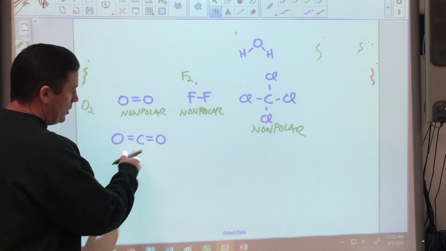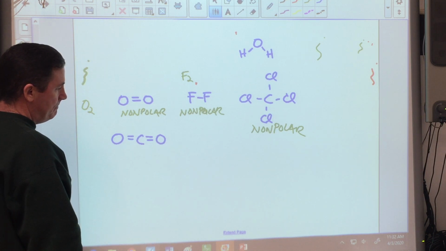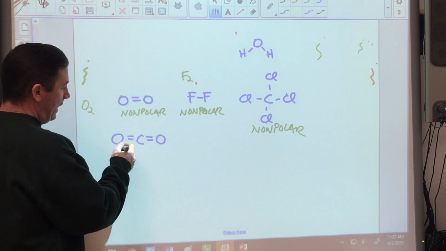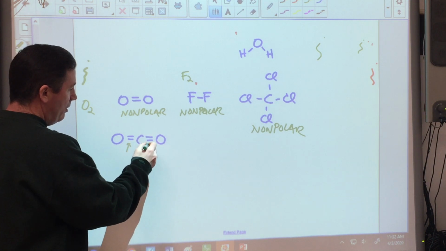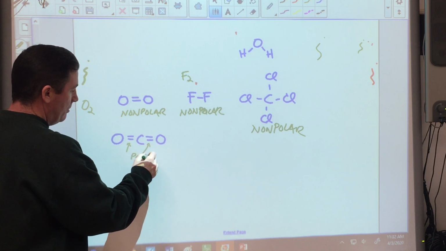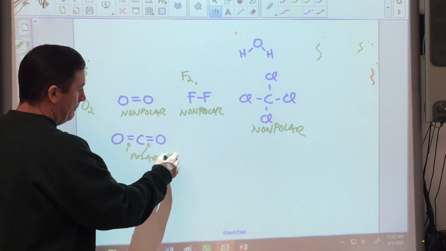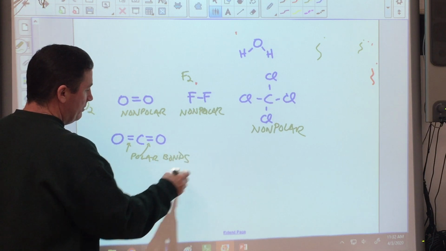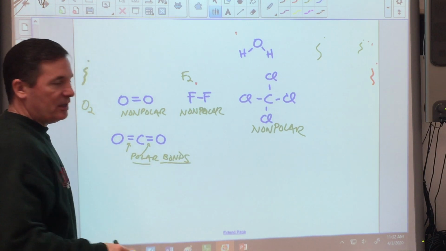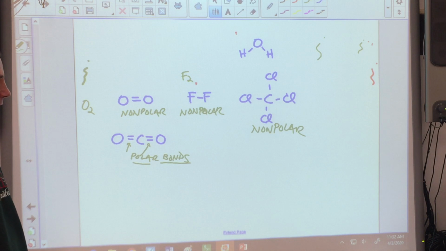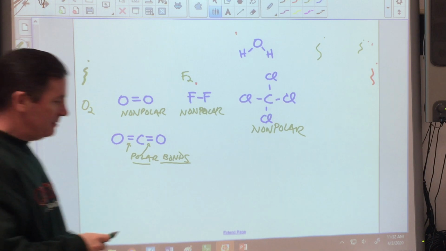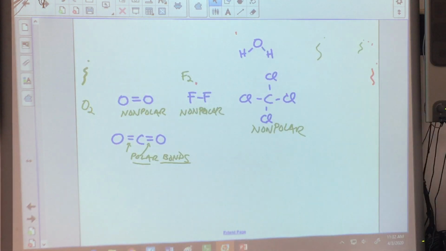Okay. Carbon dioxide. Now, carbon dioxide has two polar bonds. But be careful. Just because a molecule has polar bonds doesn't mean that the whole molecule is polar. Why not? Let me quickly build it for you.